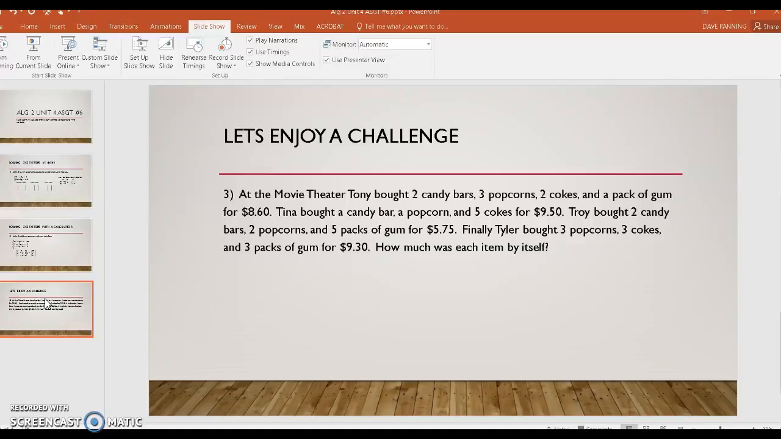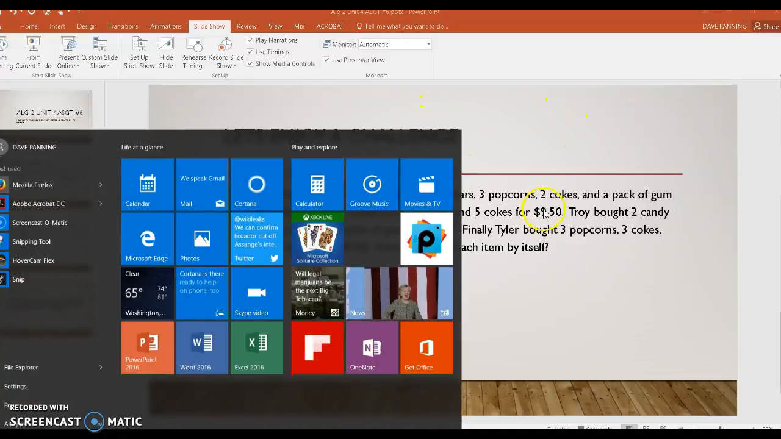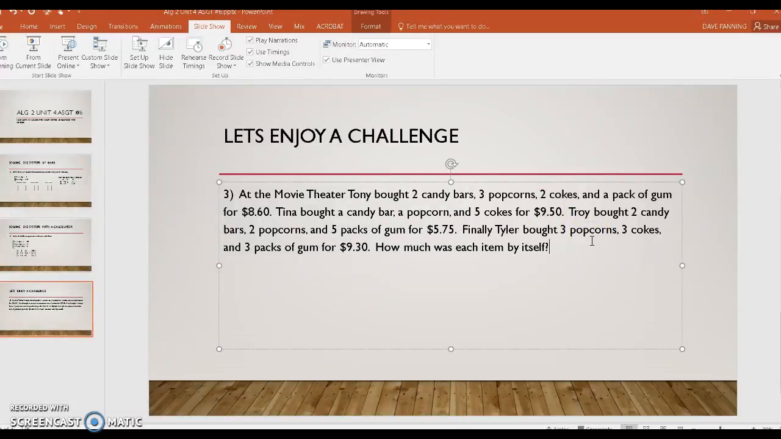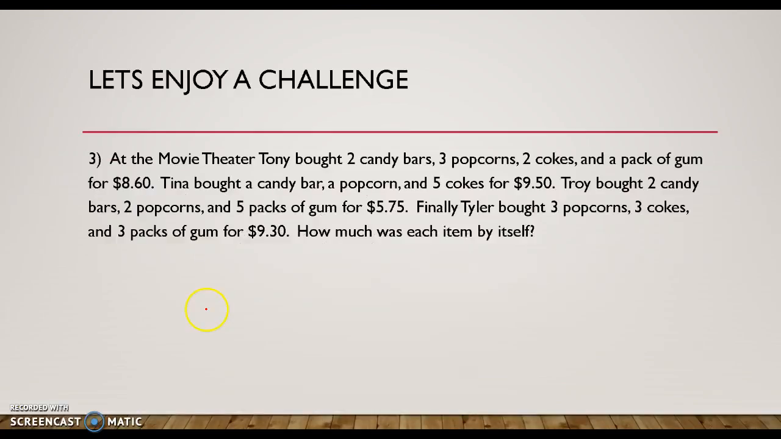And so we're going to have really 3 equations here, and our equations are going to be based on the candy bars, the popcorn, the Cokes that people buy, and the packs of gum. So it says that Tony bought 2. I'm going to let the candy bars be X, the popcorn be Y, the Cokes be Z, and packs of gum, I'll let that be W. So this is out of order, but that's okay.